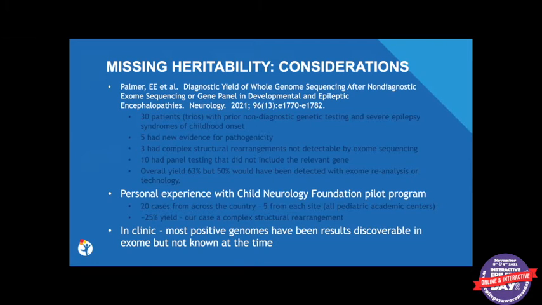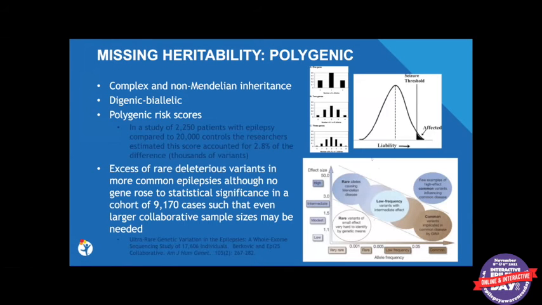Our case that we submitted that was able to get a diagnosis was one of those complex structural rearrangements. In my experience in clinic, when we have sent genome, most of the results that we have gotten have also been discoverable by exome, but just not known at the time that the patient's testing was sent. So I think this is still an evolving answer about how whole genome sequencing will play into the diagnostic evaluation of genetic epilepsies. Next slide.